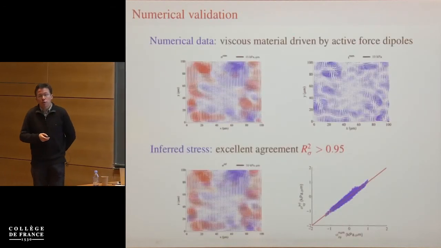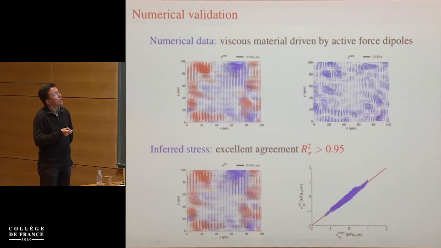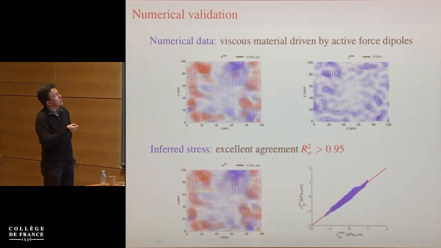We have tested the method on numerical data using numerical simulation of a viscous material driven by active force dipoles. So what you see on the right is a typical snapshot of the force vectors in 2D of this simulation. What you see on the left is a typical snapshot of the stress. Red corresponds to compression, blue corresponds to tension locally in the tissue. And we have represented at each point the principal axis of the stress tensor.